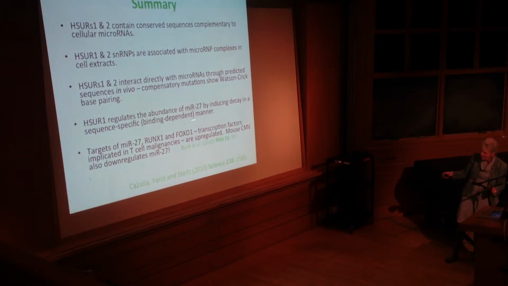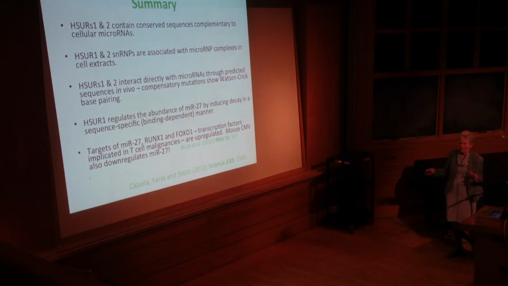And finally, at that point, we didn't know too much about the targets of this microRNA miR-27, but two of them that were known are RUNX1 and FOXO1. These are transcription factors implicated in T-cell malignancies. And Damien was able to show that they were upregulated.